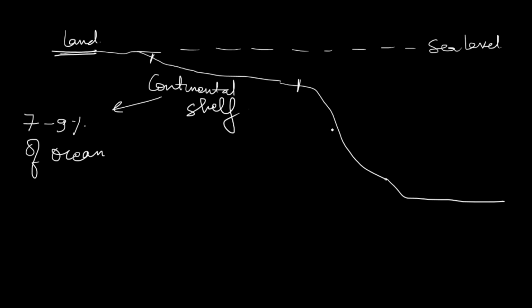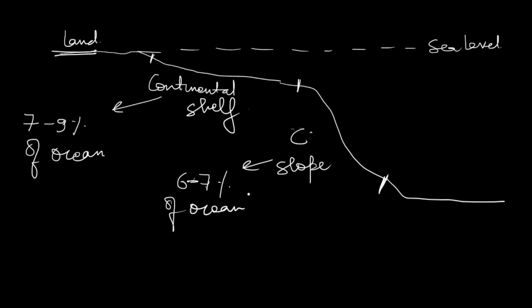Then this steep slope is known as continental slope. From here to here, the portion is known as continental slope. It comprises about 6 to 7% of the overall ocean. Then from here to here, everything eroded from the continental slope and the shelf comes down here and gets deposited. And this deposition is known as continental rise.